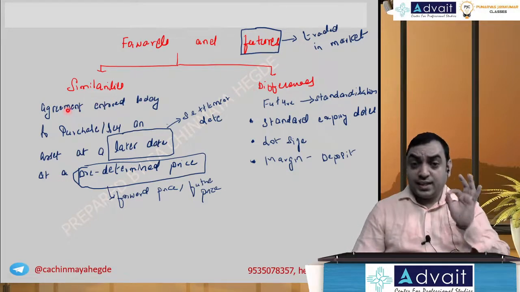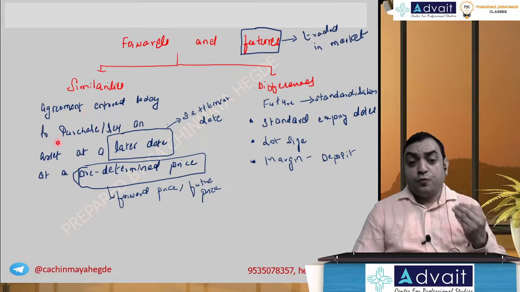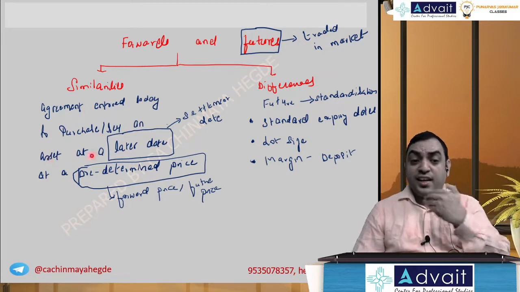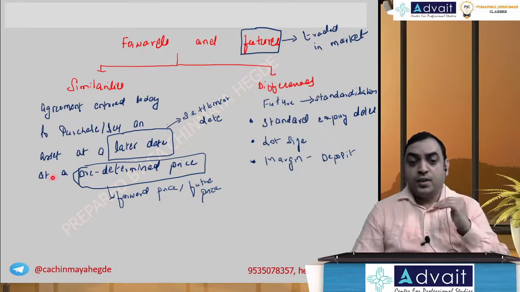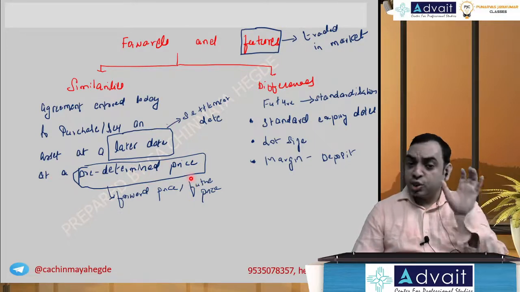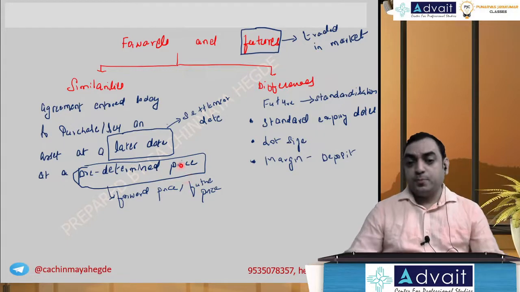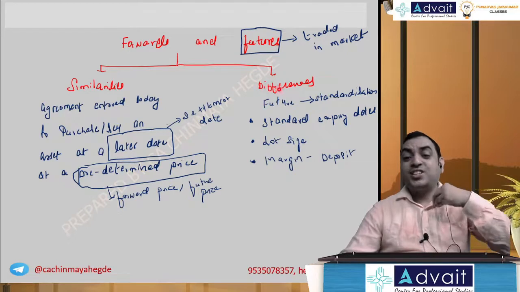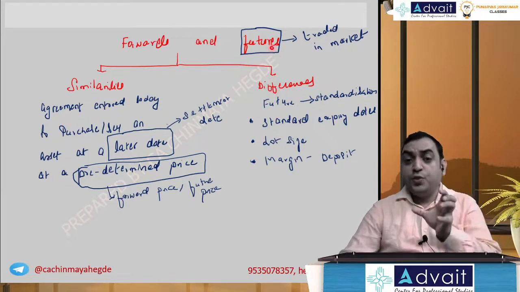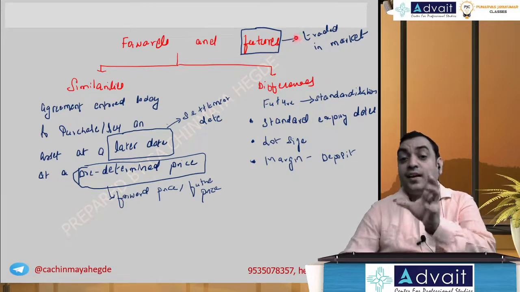Similarities: it is an agreement entered today for purchase or sale at a later date. The later date is called the settlement date or expiry date, at a predetermined price called the forward price or future price. This is the common point. So conceptually they are the same. But execution-wise, operation-wise, futures have some extra features because futures are instruments traded in the market.